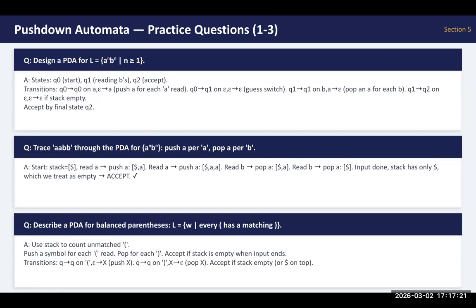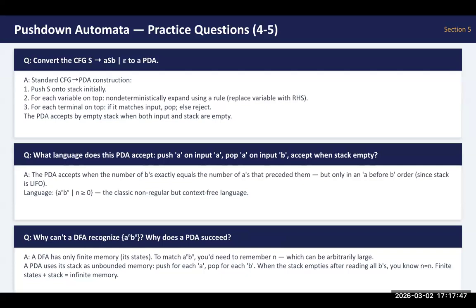Another question that you could get is trace aabb through the PDA. So push a per a or pop a per b. Describe a PDA for balanced parentheses, where every parenthesis has a matching parenthesis. That works for a PDA as you are able to push or pop depending on what your input is. You could also have convert the CFG to a PDA. That's integral to some of the questions that you may get. What language does this PDA accept? And then why can't a DFA recognize a^n b^n, and why does the PDA succeed?